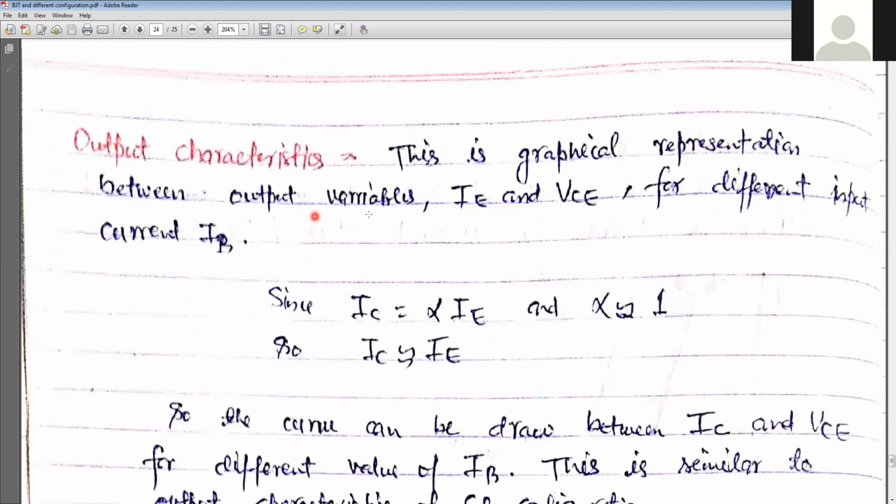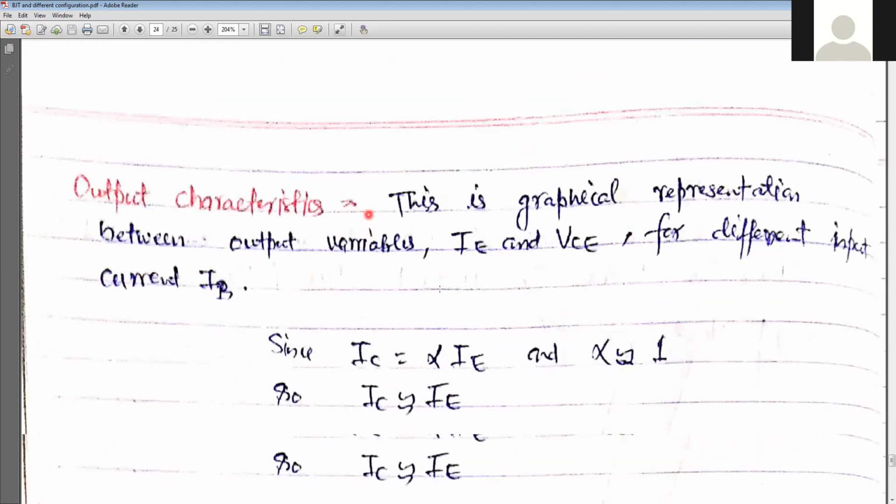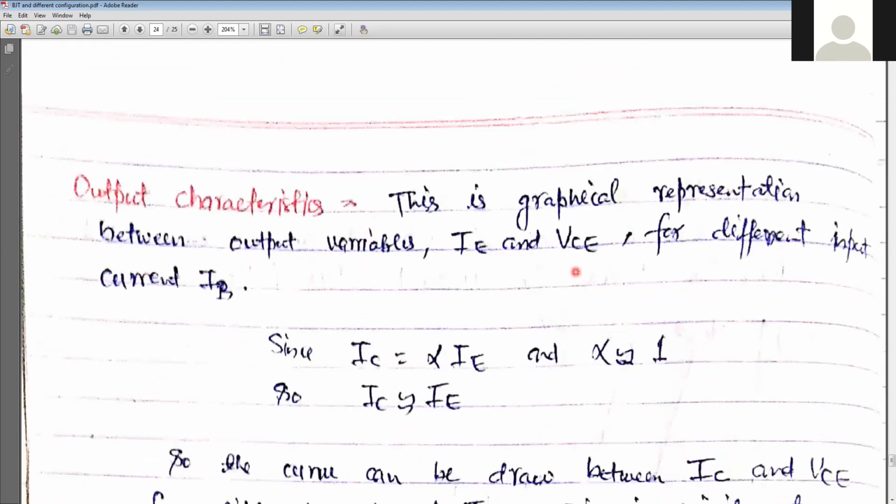Okay, and it will go for the output characteristic curve. It is as simple as I told: the output variables are the collector current and the collector-emitter voltage. If I would draw the graph between IC and VCE. Now, as I know, IC is nothing but alpha IE.